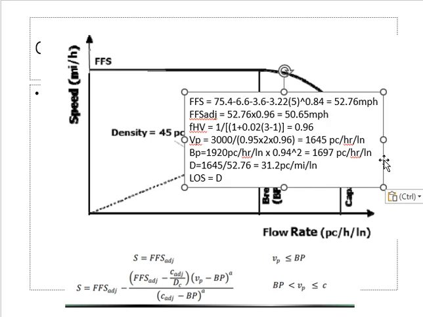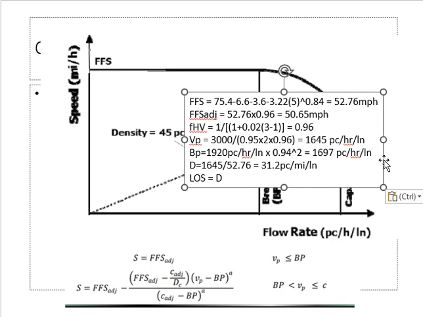What was the reason for calculating this? Why did I calculate the break point? For the capacity? I did not calculate the capacity. For the graph, what does the graph show? Tell me, what was I checking from the graph? The break point is to decide whether I should use FFS or not.